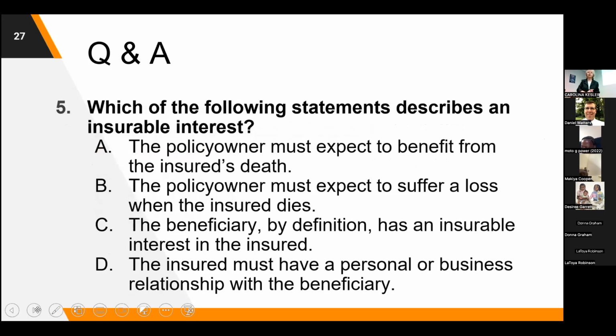Which of the following statements describes an insurable interest? The policy owner must expect to benefit from the insured's death, or the policy owner must expect to suffer a loss when the insured dies, or the beneficiary by definition has an insurable interest in the insured, or the insured must have a personal or business relationship with the beneficiary. B. The policy owner must expect to suffer a loss if the insured dies. That's insurable interest, right? So if you're going to lose their income, you're suffering a loss, right?